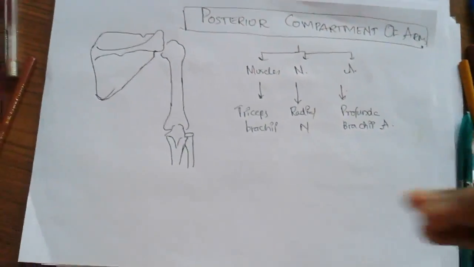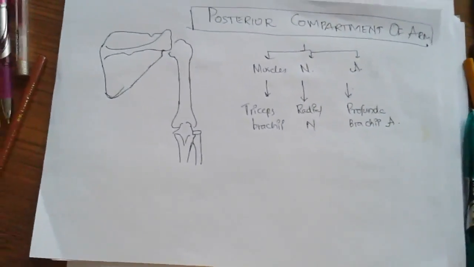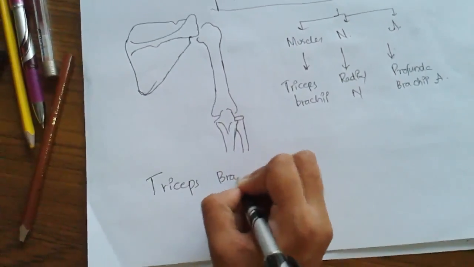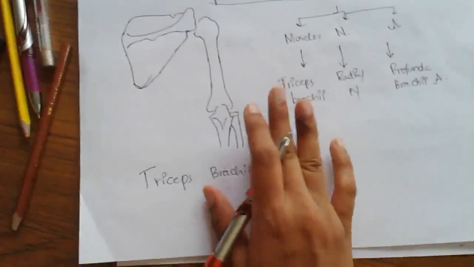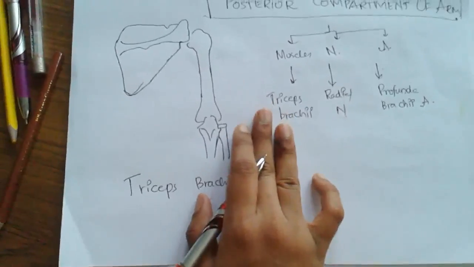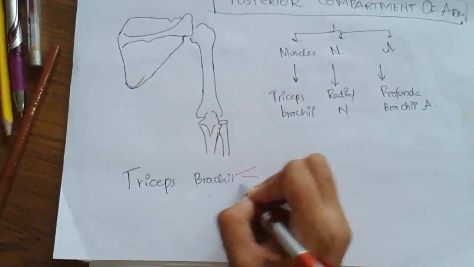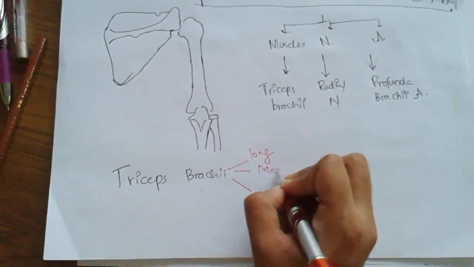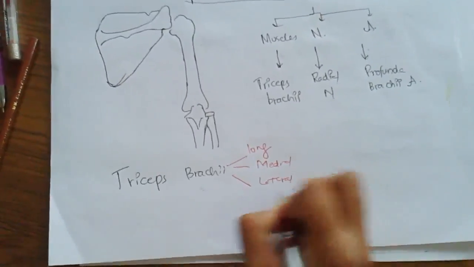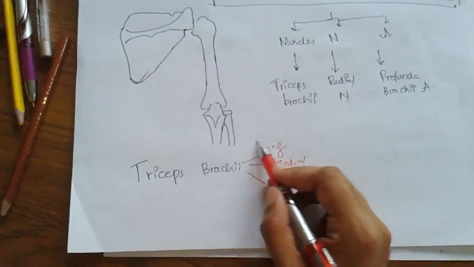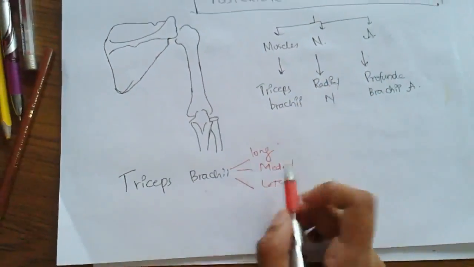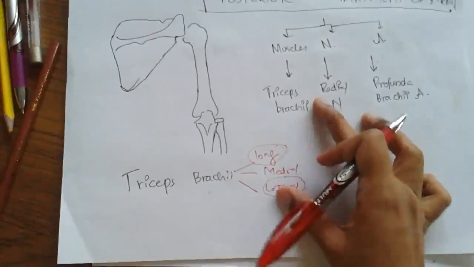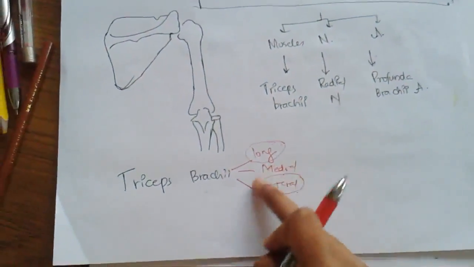So now let's see the muscle. First, triceps brachii. In the muscle triceps brachii, you have to learn about the origin first. This has three heads. One is the long head, the other is the medial head, and the other one is the lateral head. In the cadaver, after reflecting the skin and superficial fascia, you can see the long head and the lateral head. The medial head is seen when you retract the long head and lateral head.